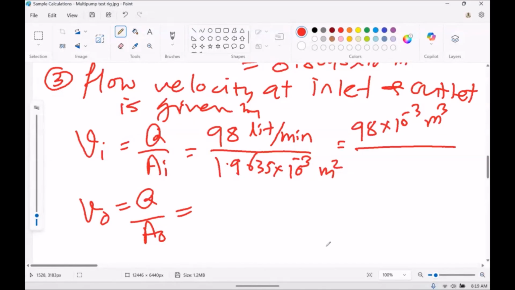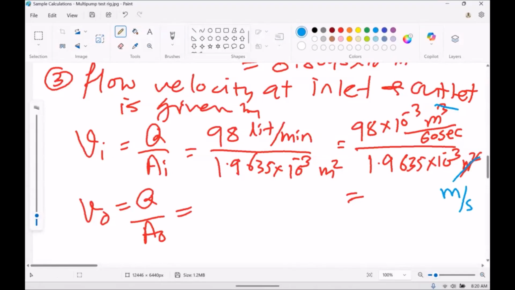Okay, so I replace liter by 10 to the power minus 3, and now minute is 60 second, so I replace minute by 60 second. Here, don't memorize, divide or multiply. Okay, replace, and here as it is, 1.9635 into 10 to the power minus 3 meter square. Now here you will get the answer. See, this meter square and this meter cube get cancelled, only remaining meter and meter per second. So your answer is meter per second.